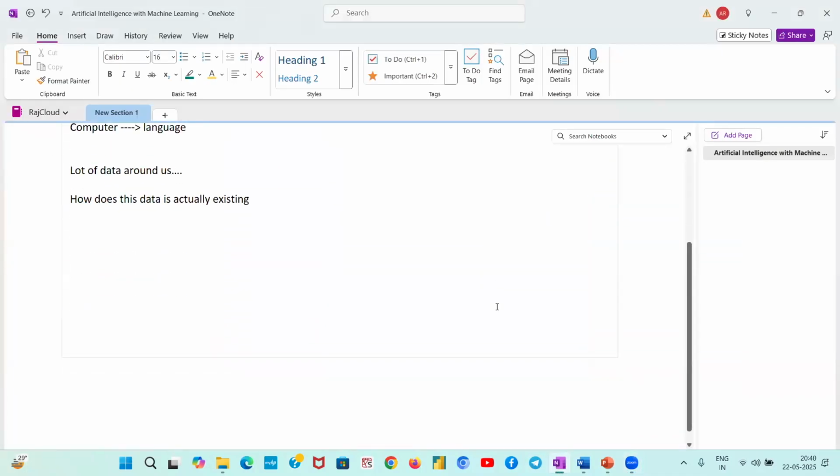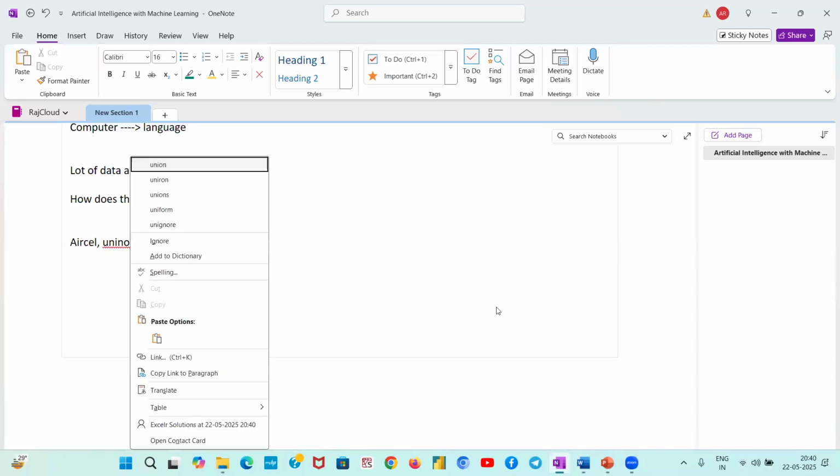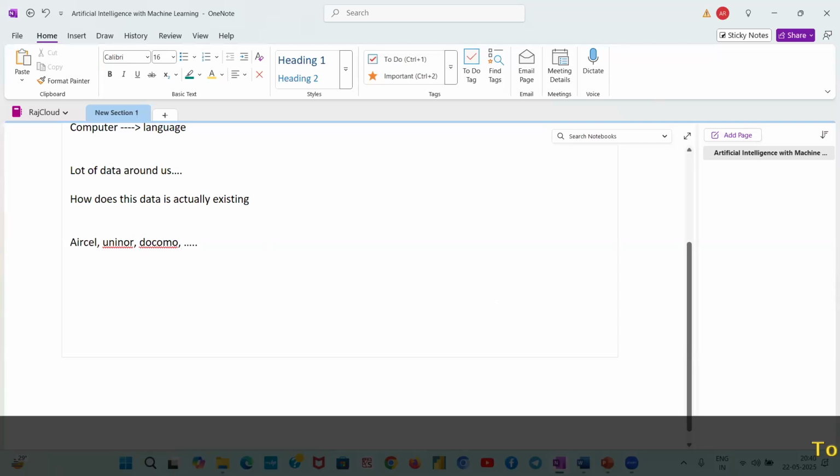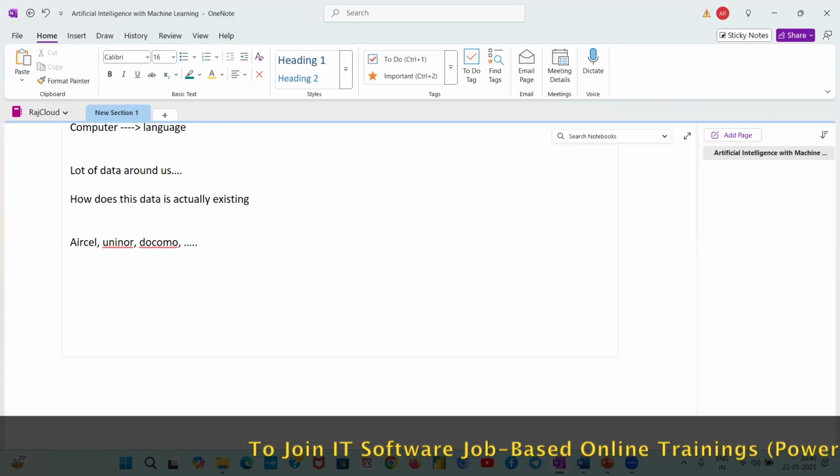If you see one of the previous network services, Aircel was there. Now it is no more. Uninor was there, maybe I'm writing the spelling wrong, but this is also no more. Docomo was there, and it has gone out completely. Like that, so many companies have been completely smashed out. They got a huge loss and completely shut down their services.